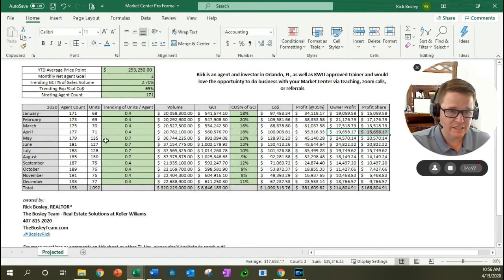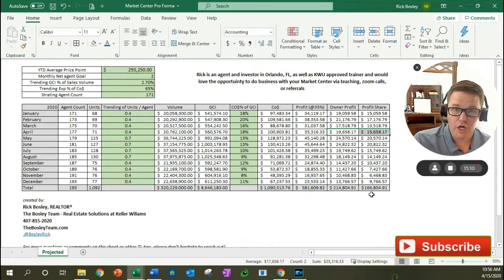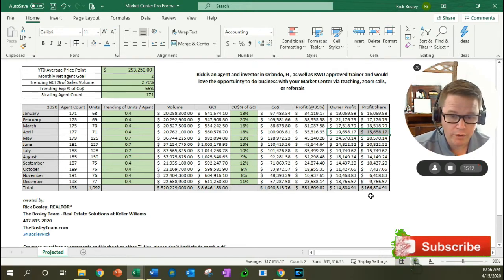And what I love about this is if you know what your average price point is, how many you're going to net, what your commission is, what your profit is, and where you started, and you look at these two trend lines right here, you should be pretty accurate unless there's something dramatically that changes your market center in predicting your volume, your GCI, your total company dollar, your total profit, your owner profit, your profit share, probably your bonus if you get bonused off of that.